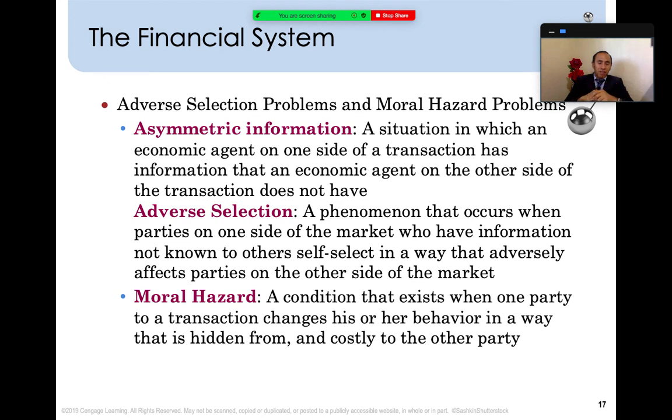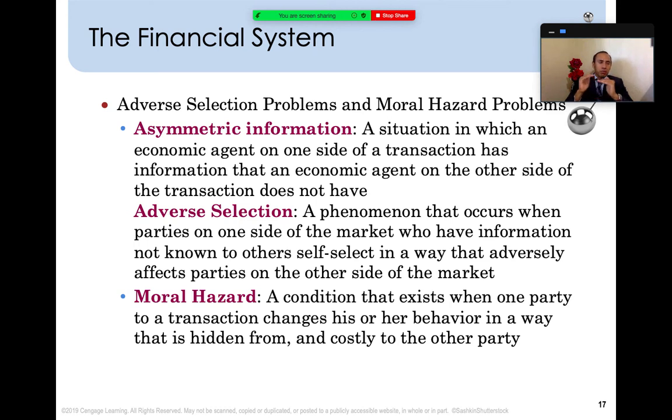So when we're looking at adverse selection, it's very related to asymmetric information, slightly different though. In adverse selection, any party on one side of the market may have information that is not known to the other people on the other part of the market, and it can affect the other individuals heavily. So adverse selection is when something is adversely affecting you. Slightly different than asymmetric information.